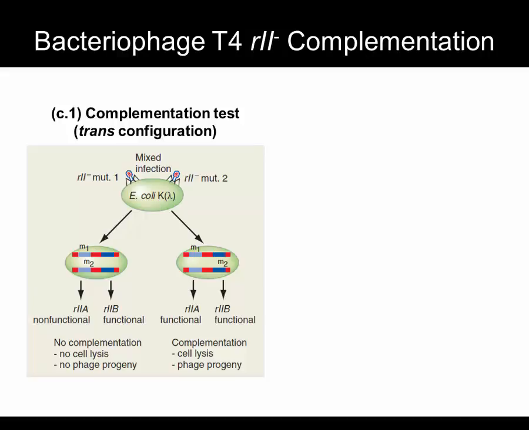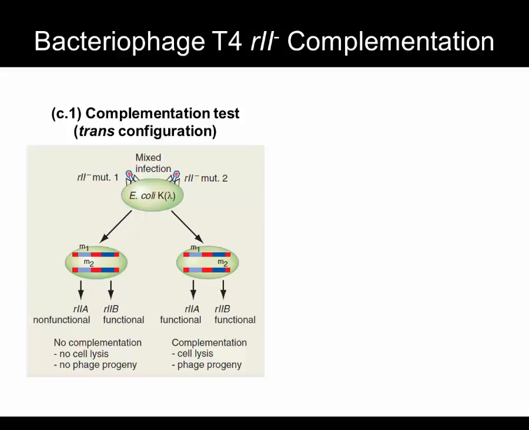Of course, this will be a little different than dealing with flowers or fruit flies. We infect E. coli K12 lambda with a large number of both mutant phage. When the ratio of phage to E. coli is large, we say there's a high multiplicity of infection, or MOI. So when both mutants infect a single cell, if the mutations are in the same gene, there still won't be a functional copy of that gene, so no plaques will form. But if the mutations are in different genes, there's now a functional copy of both R2A and R2B in the cell. The phage will reproduce, the cell will lyse, and plaques will form.